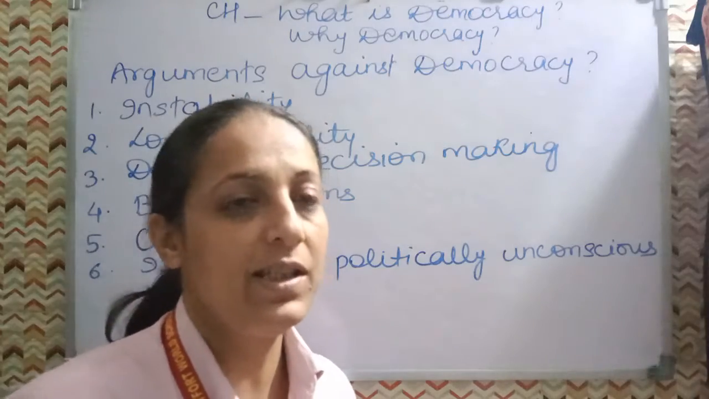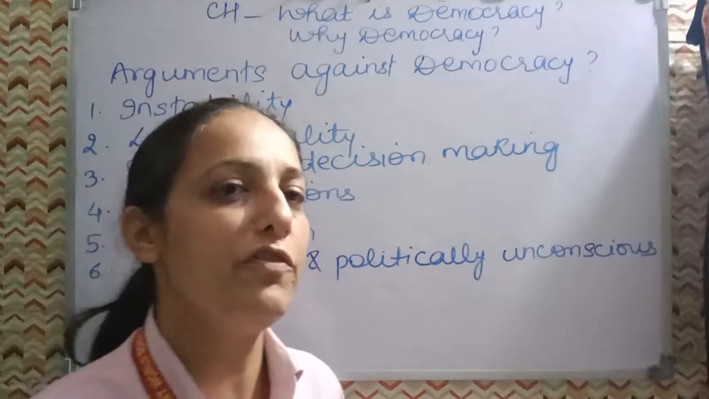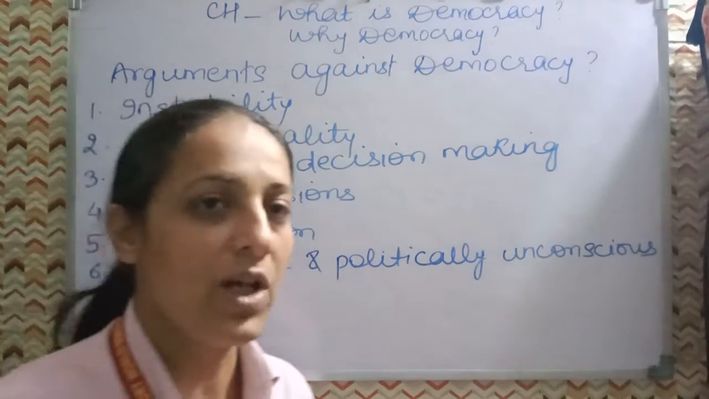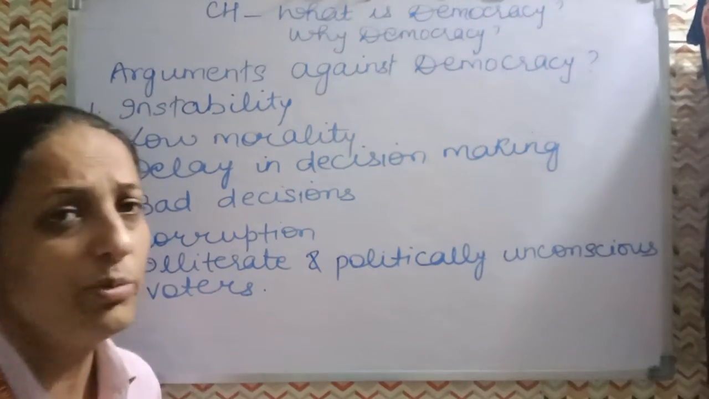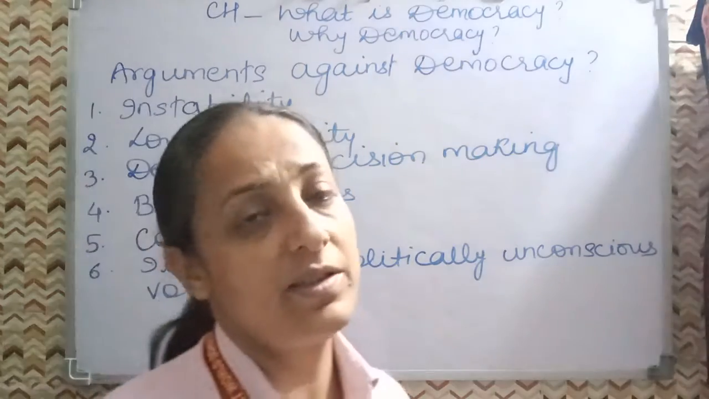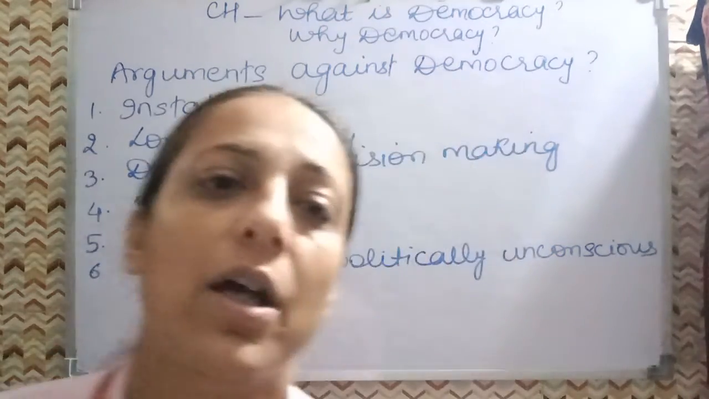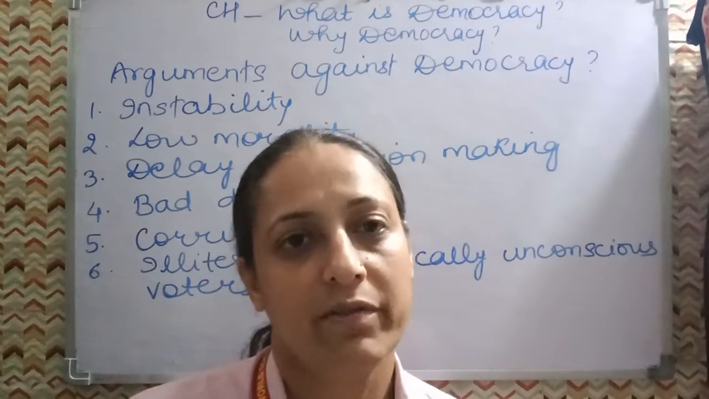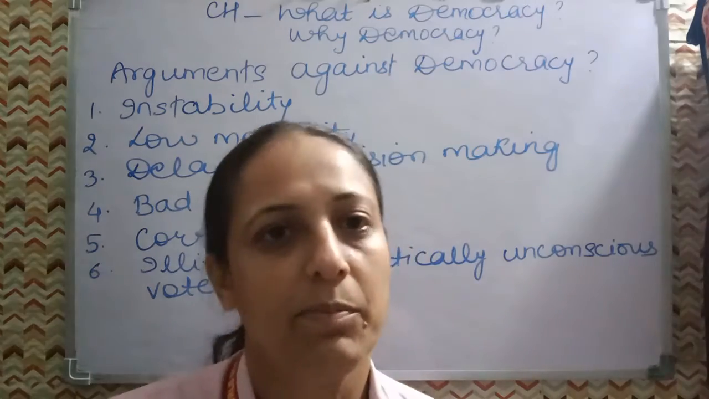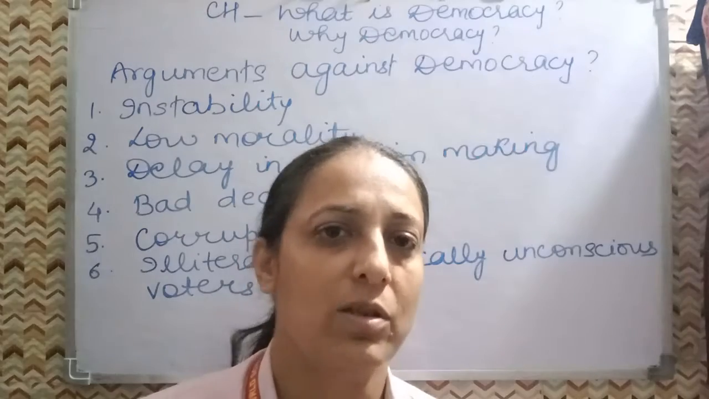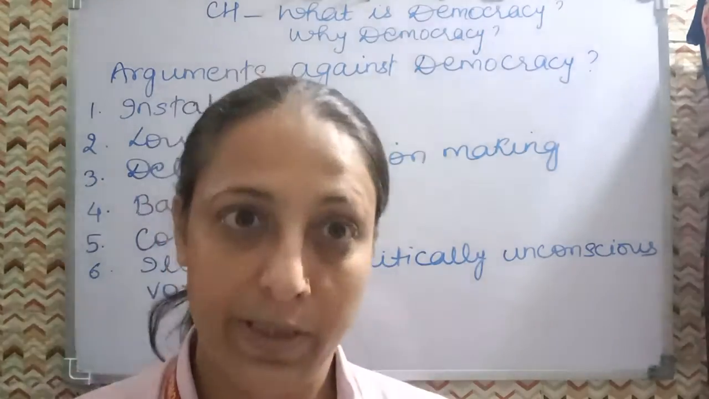And in this, we will see some of the arguments against democracy and some of the arguments in favor of democracy. So, let's first see the arguments against democracy. The first argument against democracy is instability. Whether democratic governments or coalition governments are formed, it is a very unstable government. Instability is there because leaders keep on changing.